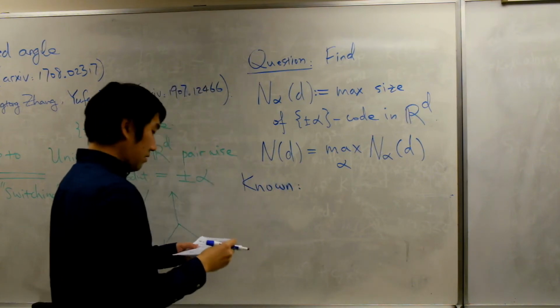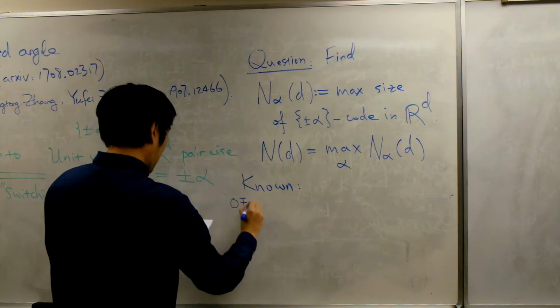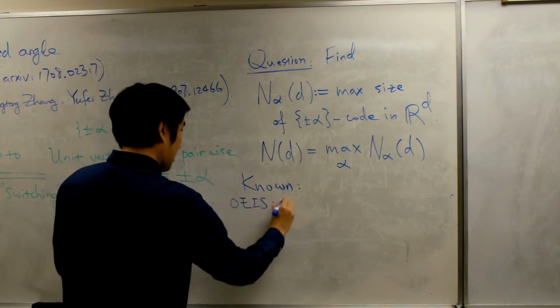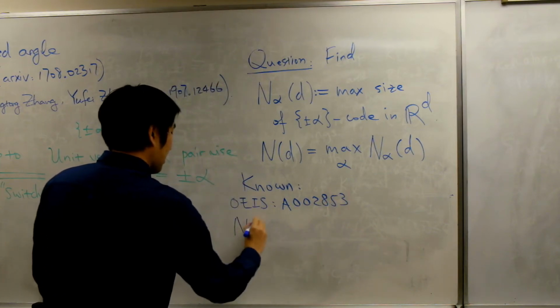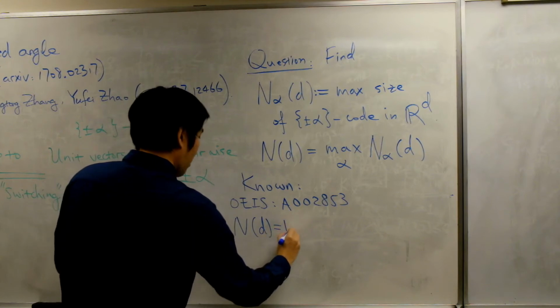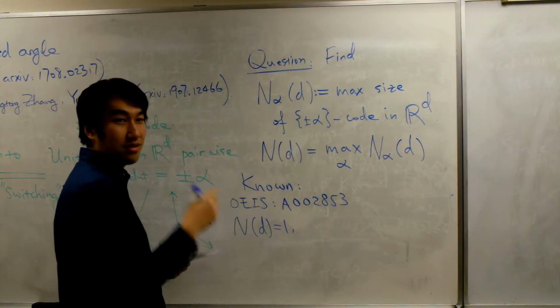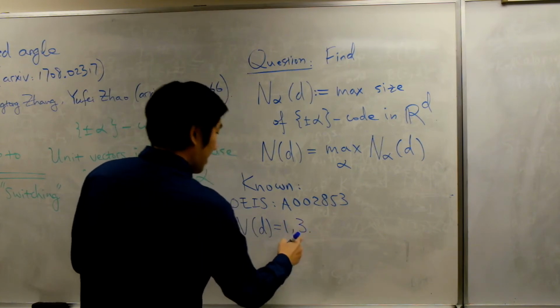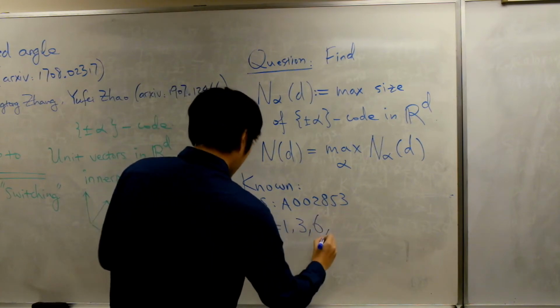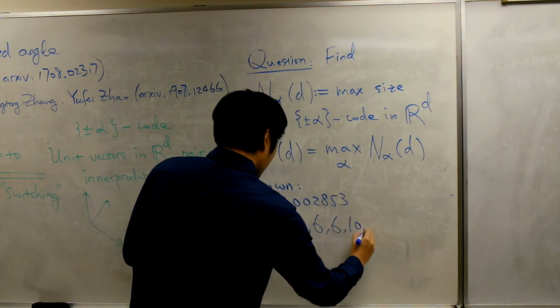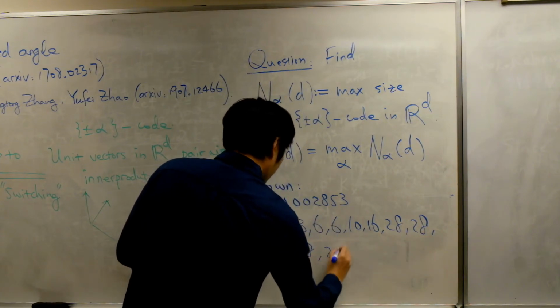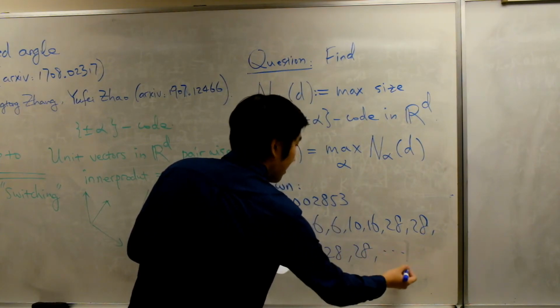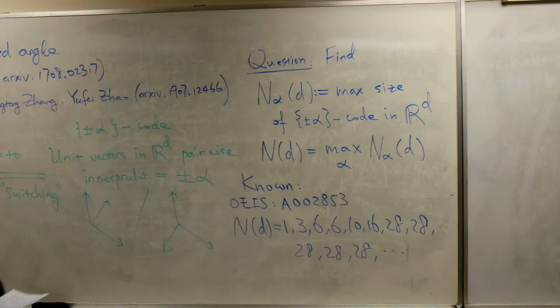Okay. So you can look up the Online Encyclopedia of Integer Sequences, A002853. It tells you that N of d is equal to 1 for dimension 1, which is not so interesting. And in dimension 2, you get the optimal 3 lines, then 6, 6, 10, 16, 28, 28, 28, 28, 28. Of course, you would guess that it continues like this forever.